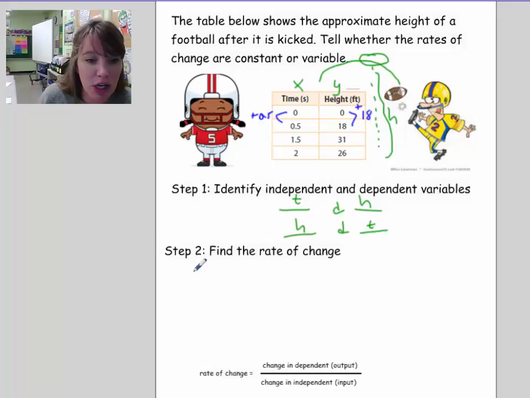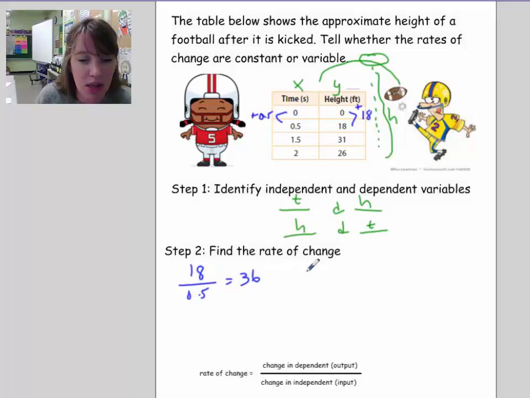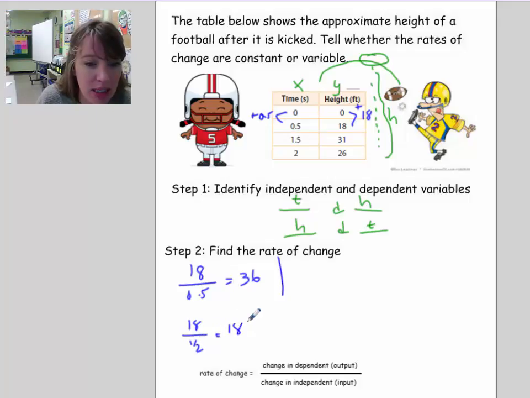So our first rate of change is going to be 18 over 0.5, so that's going to be 36. 18 divided by half is 36, right? That's how many halves are in 18? There are 36. You should remember the keep, change, flip rule for dividing a whole number by a fraction. This would be 18 divided by 1/2, which would be 18 times 2, which is 36. Okay, so that's the first one. The rate of change between the first two is 36.